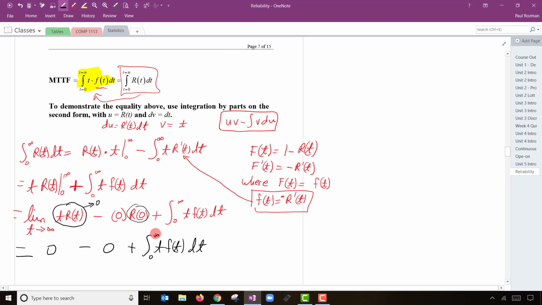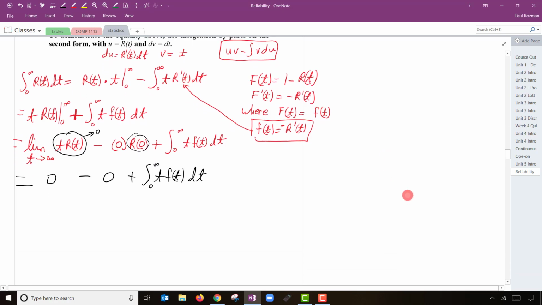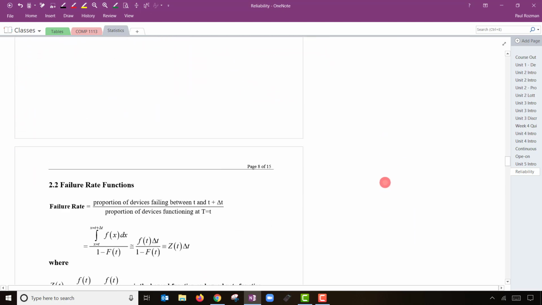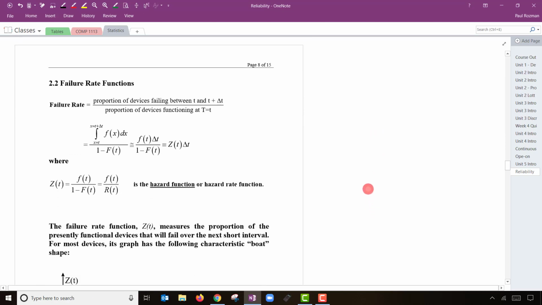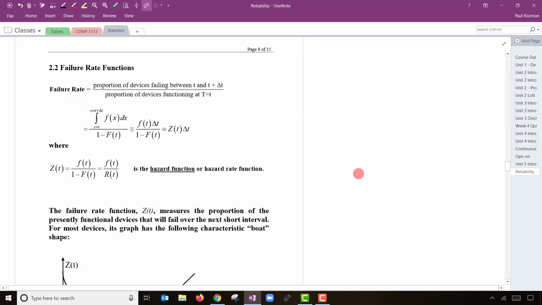There's certain times where if we want to calculate the average time to failure, we can just integrate the reliability function. And maybe we'll see an example. Another feature of these things is the failure rate. This is a ratio. It's the proportion of devices failing right now divided by the proportion that are remaining. How many devices are failing right now out of all the possible that are still alive?